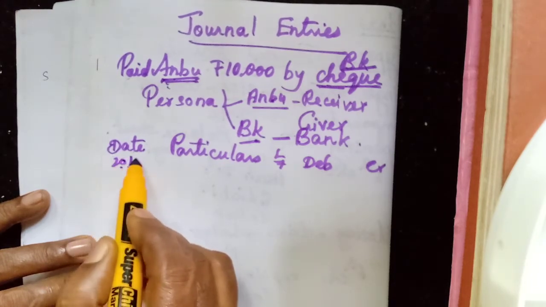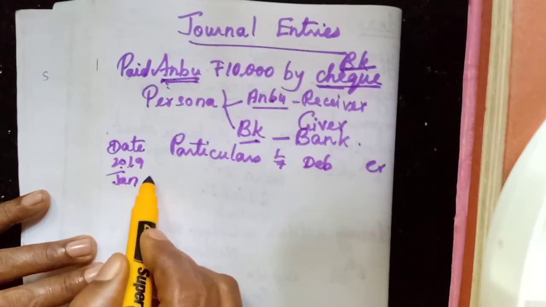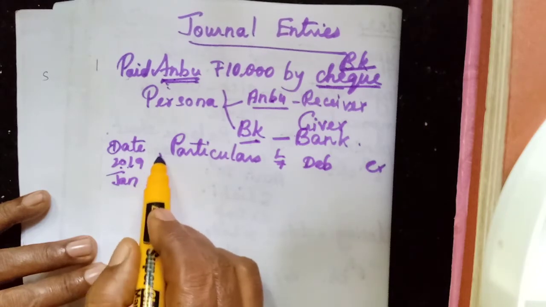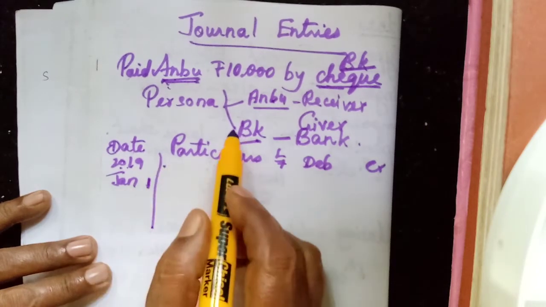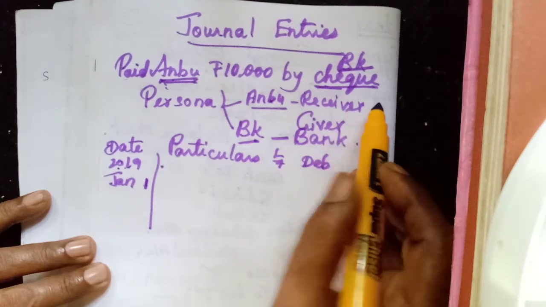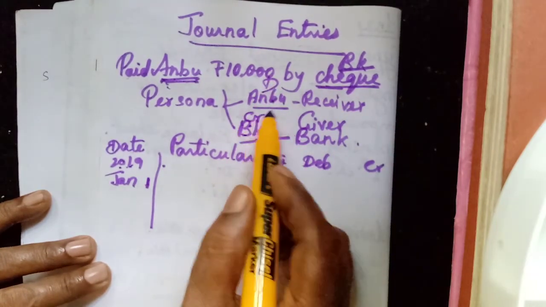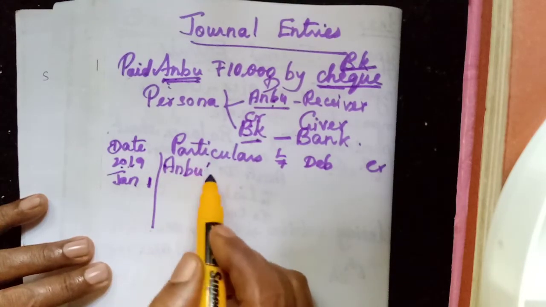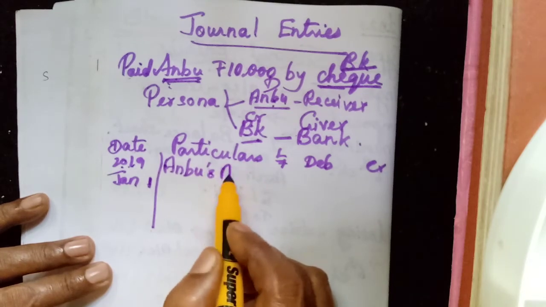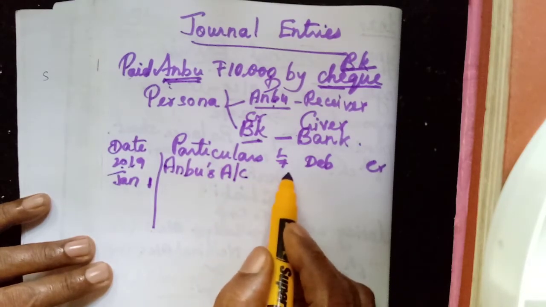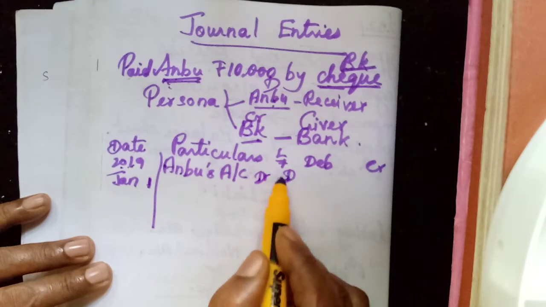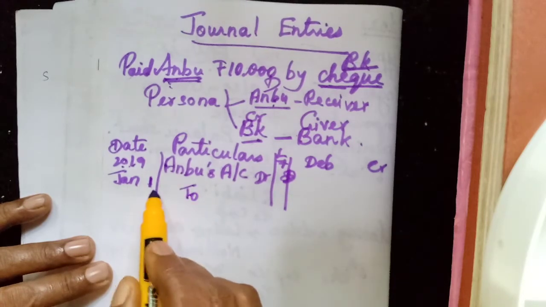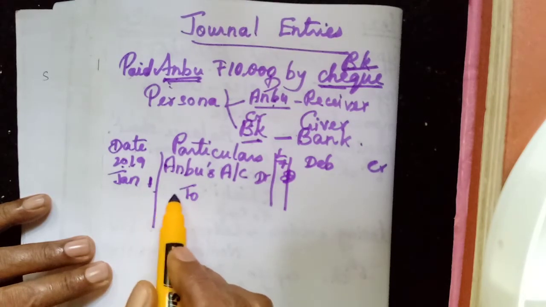Okay, date we have to write first, the year. For example 2019, January, then one small column, number 1. Okay, date 1. Now here you have to start. What should be debited? Receiver should be debited, giver should be credited. So Anbu's account: if we write the person's name, we should write apostrophe S, then A/C. Near this is LF. Debtor 2 we have to write in the next line after leaving a little space.